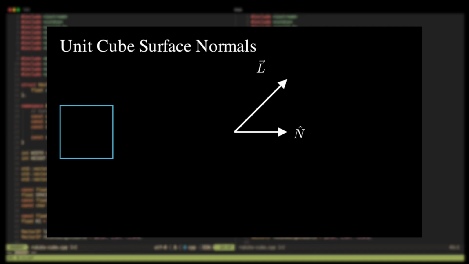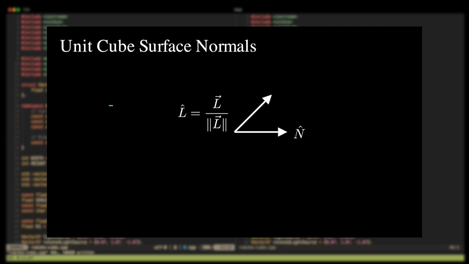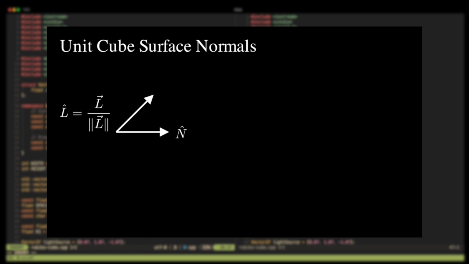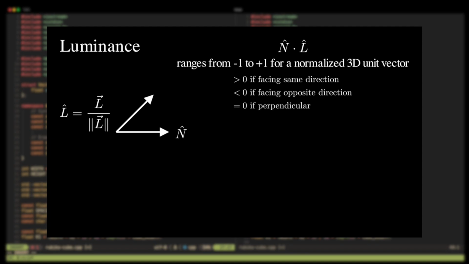We can do this by taking the surface normal of the cube's faces and calculating the dot product of it and the light source. By normalizing both of these vectors, we are guaranteed that the resulting value will have a range of plus or minus 1. The luminance value will be positive if the vectors are facing the same direction, negative if facing the opposite direction, and 0 if the 2 vectors are perpendicular to each other.